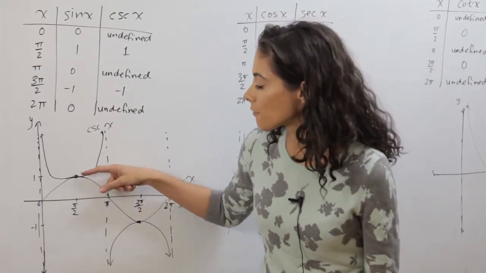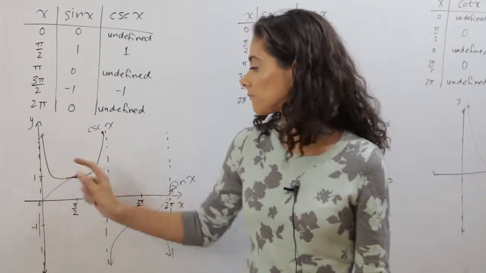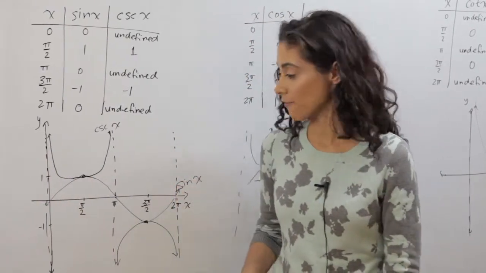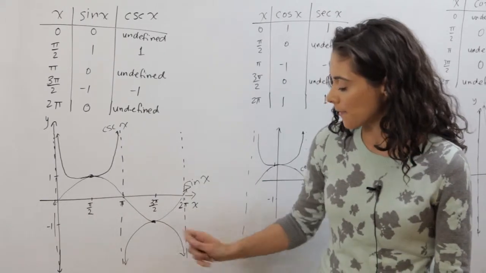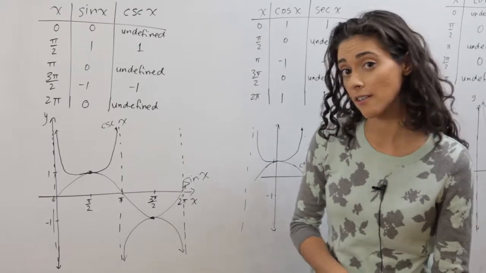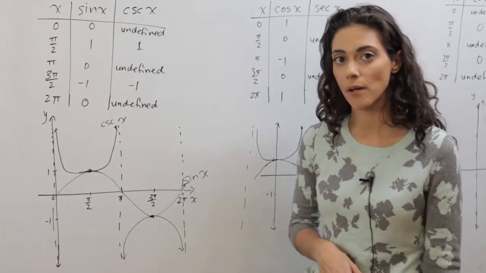So it's going to have to go up toward infinity there and up toward infinity there, and once again approaches the asymptote but never touches or crosses it. Same thing happens in here. We're down in the negatives. This is going to approach negative infinity that way and negative infinity that way.